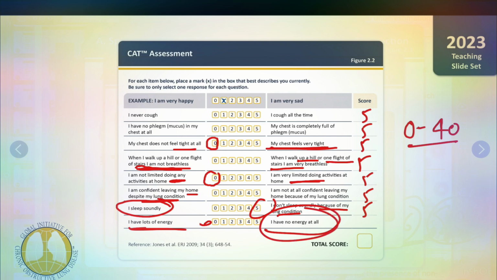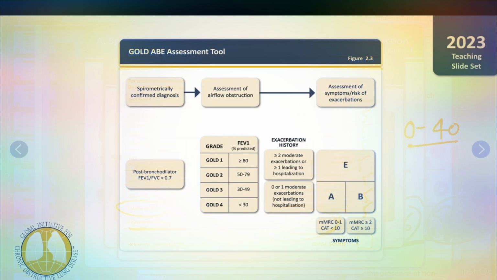So for every condition we can give a maximum of 5 score, and there are a total of 8 conditions, so the maximum score is 40. So 0 to 40 is the scoring of this. And we think that if the score is more than 10, we suspect COPD.